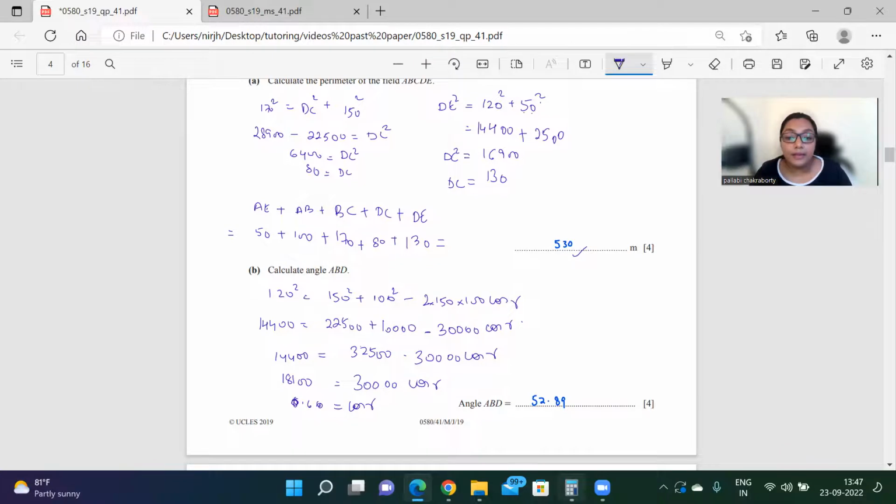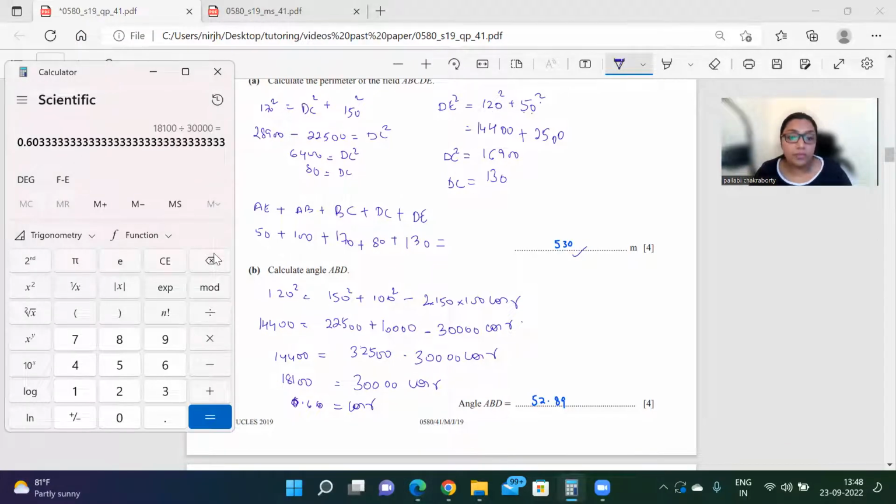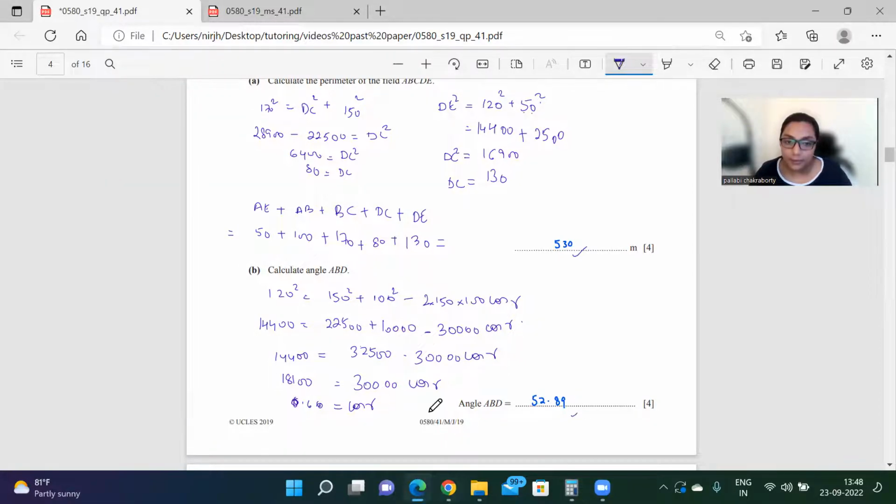If you have to find gamma, gamma will be cos inverse of this, right? So you will find the inverse function of this. So cos inverse gives you 52.89 and that will be your answer.